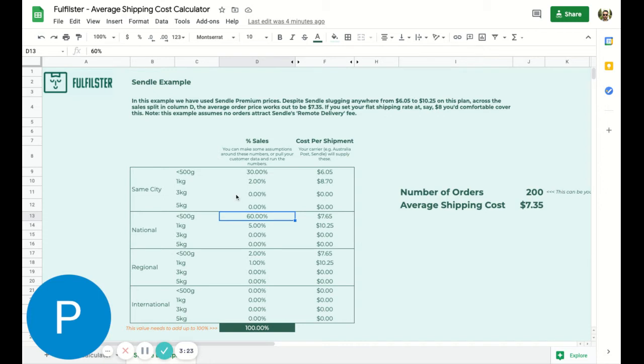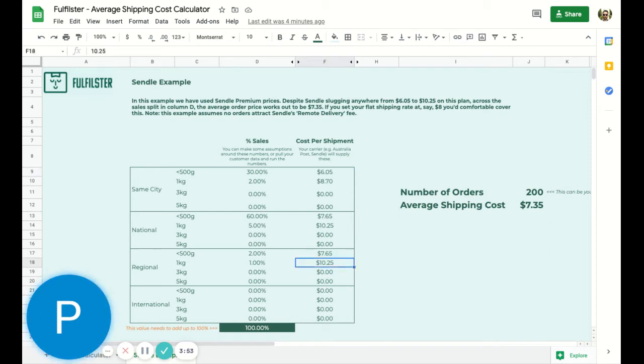So we've added our percentages, our sales split. This column needs to add up to 100%. So if you're falling short or going over, just adjust some of those numbers. Then we enter our actual shipping rate. This will be provided to you by your carrier, in this case, Sendle. Their rates on the premium plan start at $6.05 and go all the way up to $10.25.